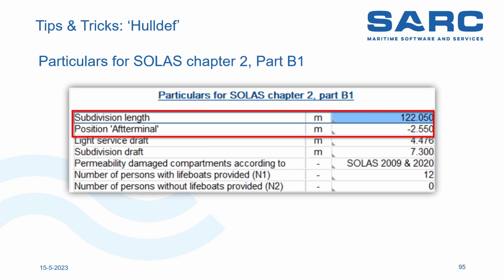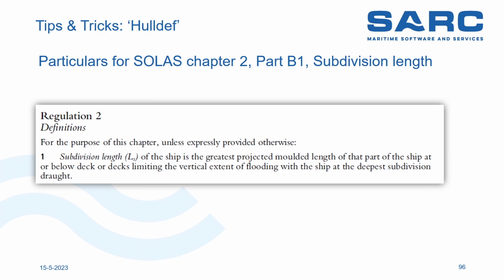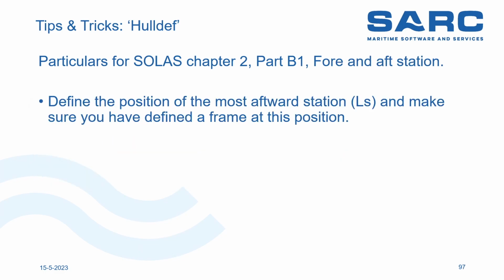The subdivision length and the position of the aft terminal. Subdivision length is the greatest projected moulded length of that part of the ship at or below the deck or decks limiting the vertical extent of flooding where the ship can keep the subdivision draft. In this section, define the position of the most aftward station of the subdivision length and make sure you have defined a frame at this position.